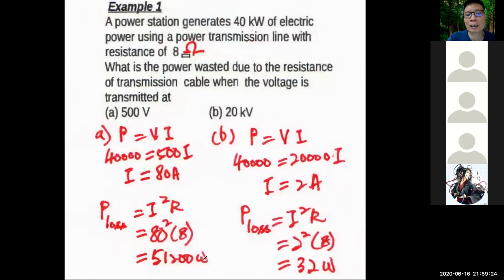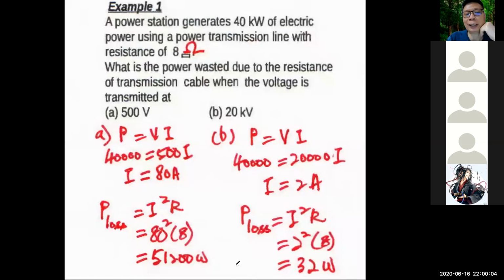No good. When you transmit the current in low voltage, the power loss is very high. Second one, when the current is transmitted in higher voltage, 20 kilowatt, you do the calculation. The voltage is 20,000, then the current in the cable is so small. When the current in the cable is very small, you calculate the power loss, I squared R, and you only lose 32 watt. Compare 32 watt and 51,200 watt. This is so much different.